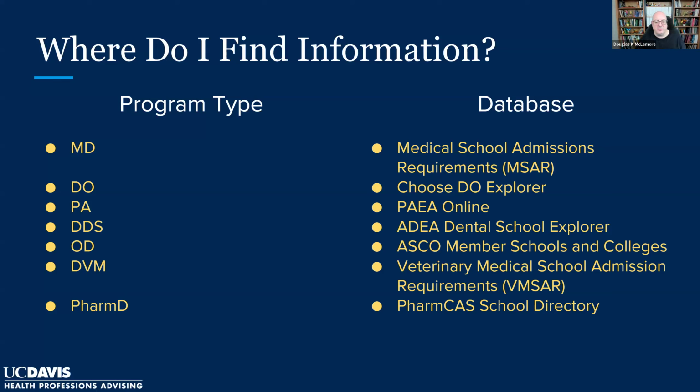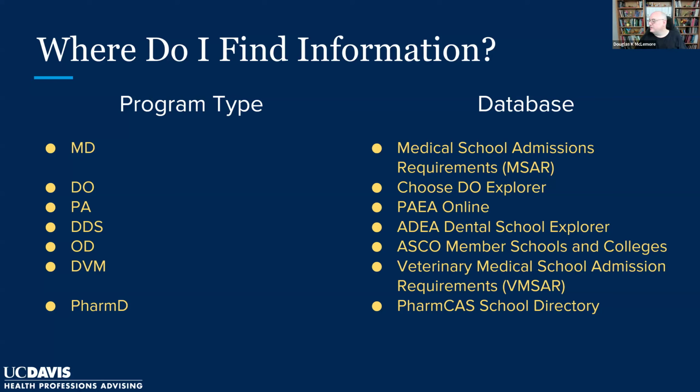And then for PA school, you've got PAEA online. That's just one of them. It's the one that I actually find the most useful, PAEA for PA schools. For dental schools, you've got the ADEA Dental School Explorer. For optometry schools, ASCO member schools and colleges. For DVM, you've got the VMSAR, which is similar to the MSAR, except for veterinary schools. And in pharmacy, you've got PharmCAS. If I missed your field on here, I'm sure they have a database for your program, because there's a database for everything these days. You just have to look it up and find it.